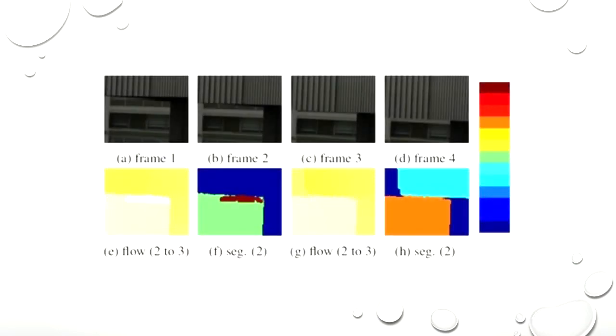This is another problem. These four images are almost the same, maybe a little different as the camera pans from left to right. We can see that from E to H, E and G are pretty much the same, but if you consider F and H, it has wrongly identified a couple of regions and is not able to figure out what is the background, what is the foreground, and what is the object.